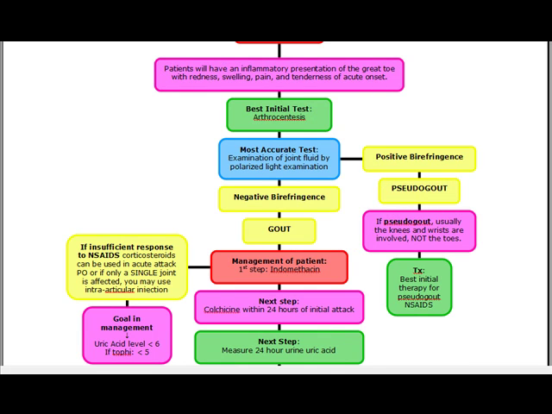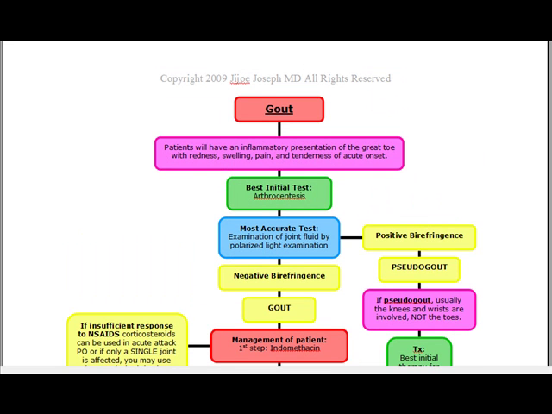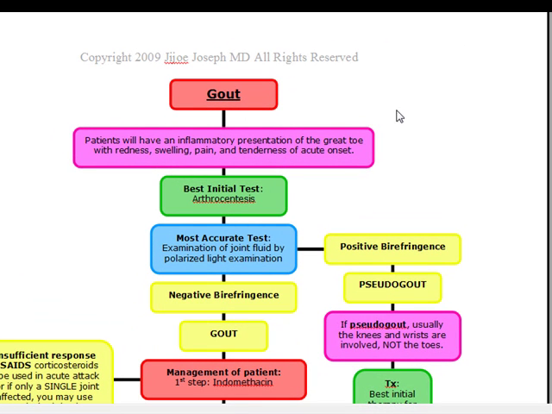Okay, next topic for discussion is gout. Patients with gout are going to have an inflammatory presentation of the great toe with redness, swelling, pain, and tenderness of acute onset. Now remember, this is known as podagra. Podagra is actually the inflammatory presentation of the MTP joint, the metatarsophalangeal joint, and it's classically the first place where gout presents, okay?